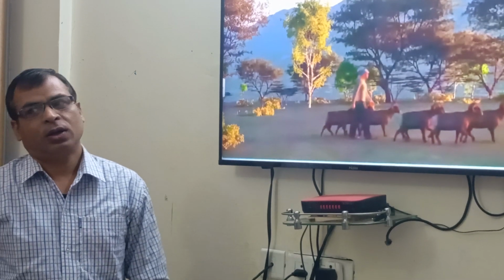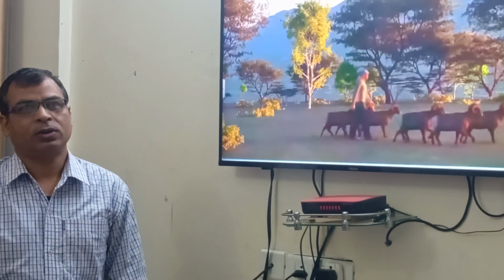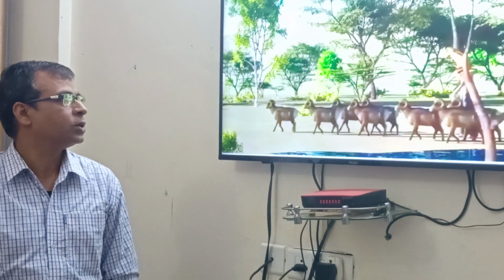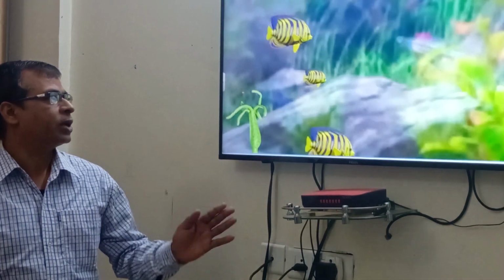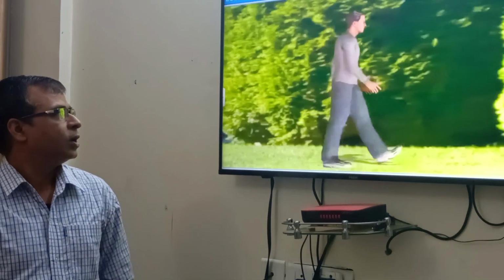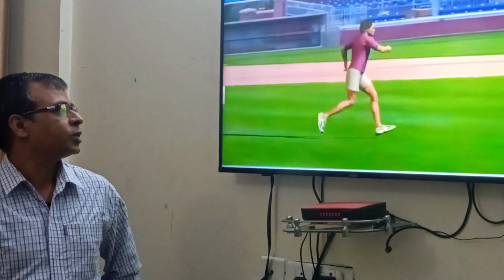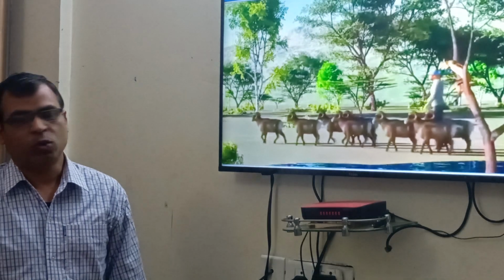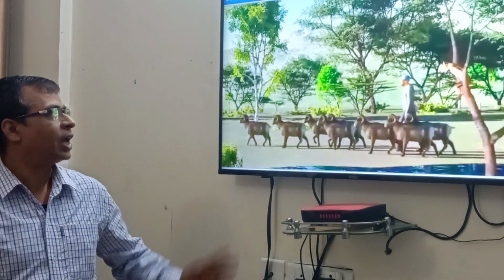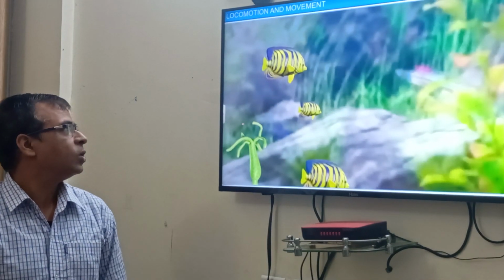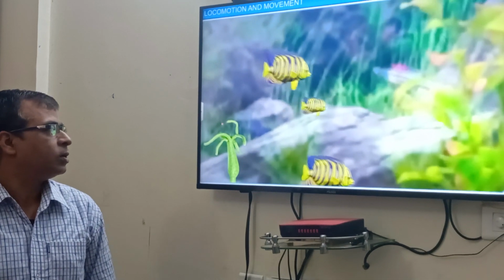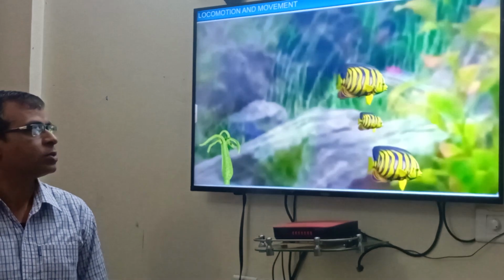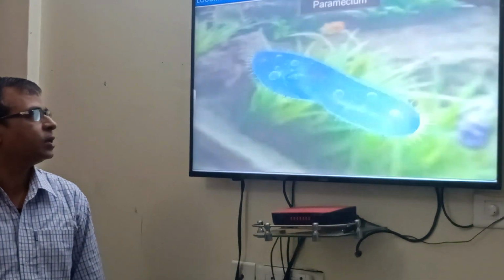If we are changing the location, then it is called locomotion. We can perform other activities like climbing, swimming, walking, running. These are all locomotory movements. Flying is also one of the examples. Other locomotory movements include swimming, as you can see in the fish.